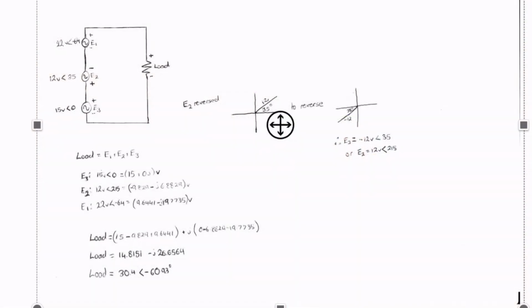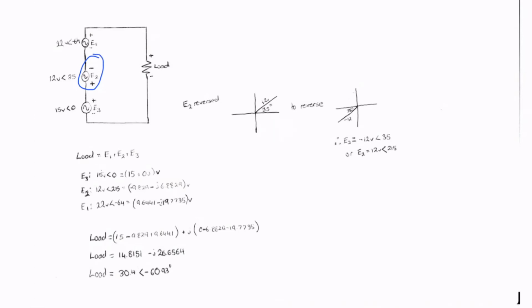Now, as can be seen in this circuit, it is the exact same, only we have switched the polarity of E2. Now, when E2 is reversed, we can either write it as negative 12 volts, 35 degrees, or 12 volts with an angle of 215 degrees.